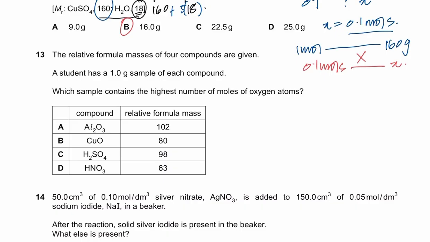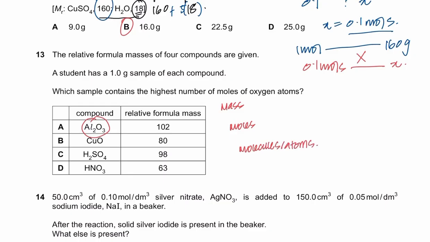The relative formula masses of 4 compounds are given. A student has a 1 gram sample of each compound. Which sample contains the highest number of moles of oxygen atoms? So it's given you the compound, and you have to perform interconversion. You're not going to go into stoichiometry because you're just going to play around in this same compound. Now, what was the map for that? We said you have mass, you have moles, and then you have molecules, or you have atoms.